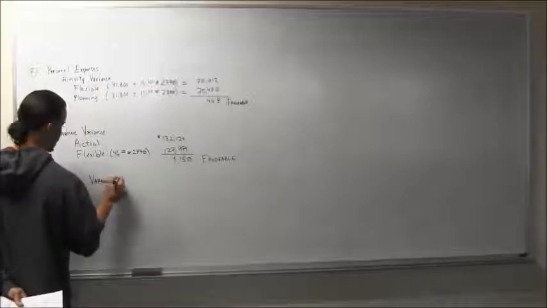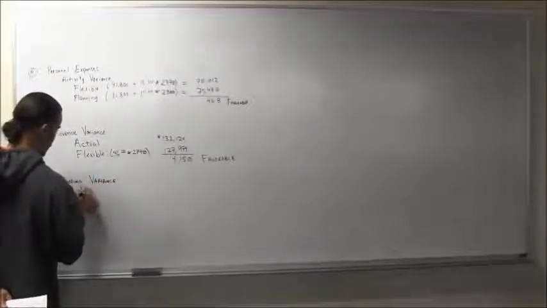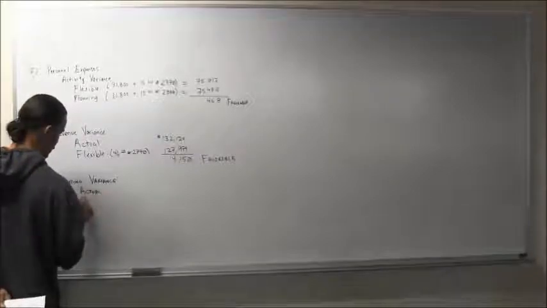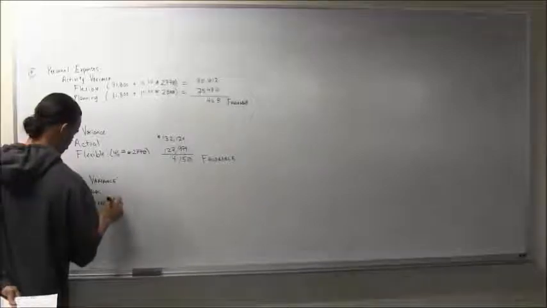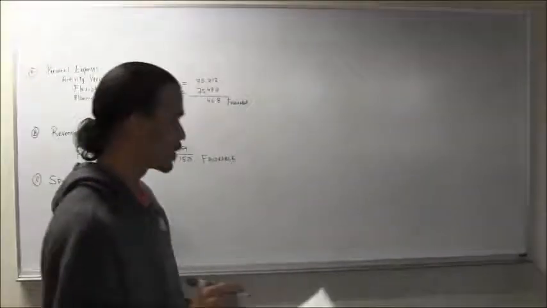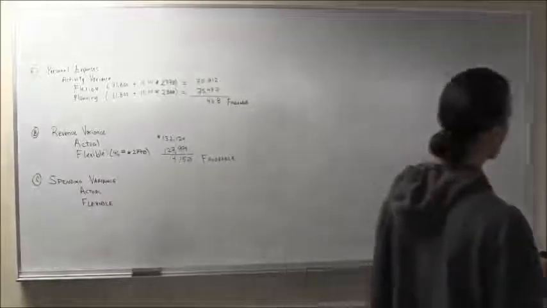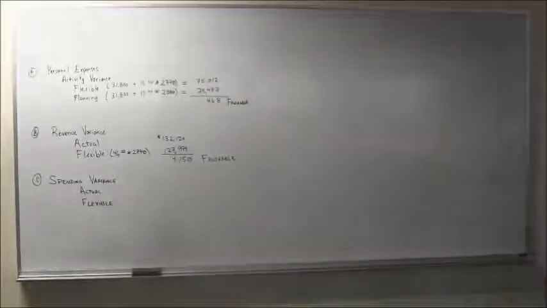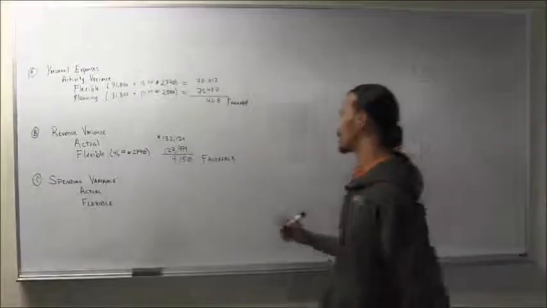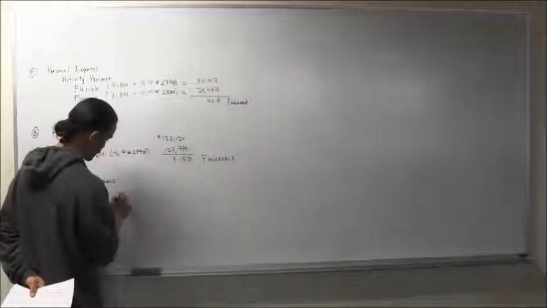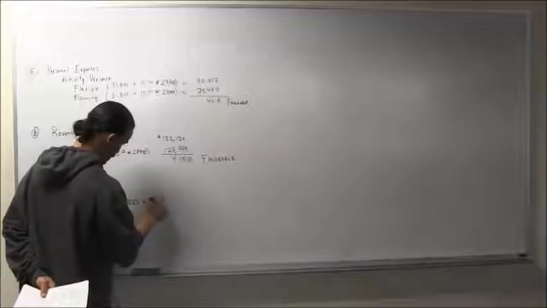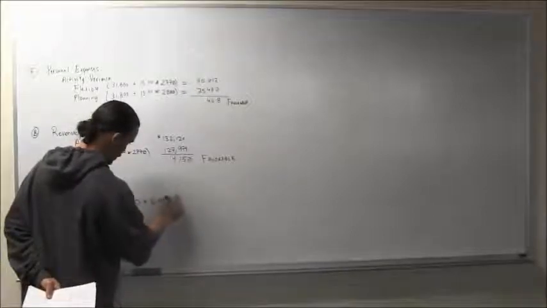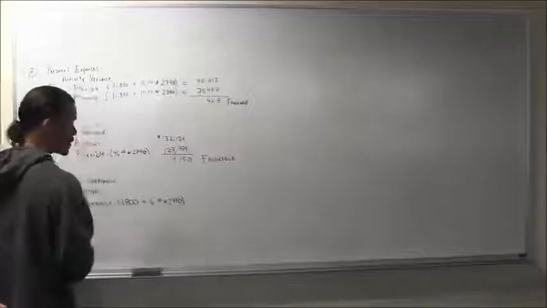Spending, just like the revenue, is a difference between your actual and your flexible. Okay? The flexible for our medical supplies says we should be paying $1,800 and then $6.10 per client visit. So this should be $1,800 plus $6.10 times 2,770, the actual number of clients visited.